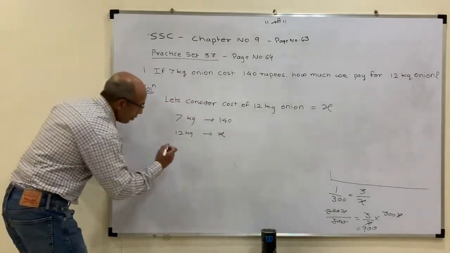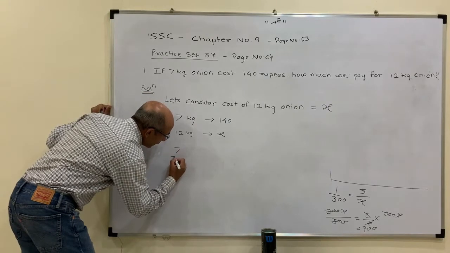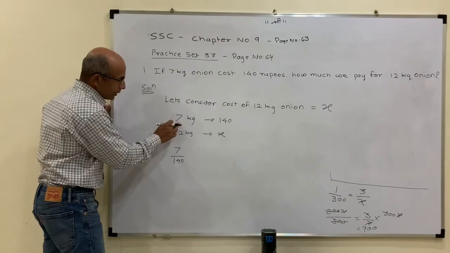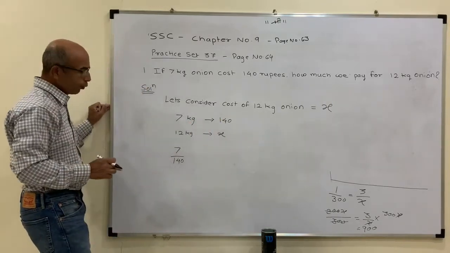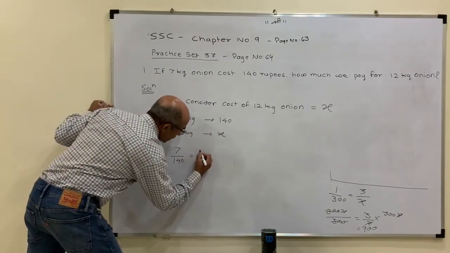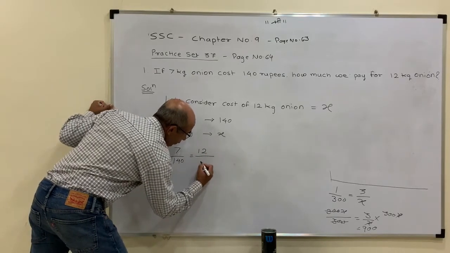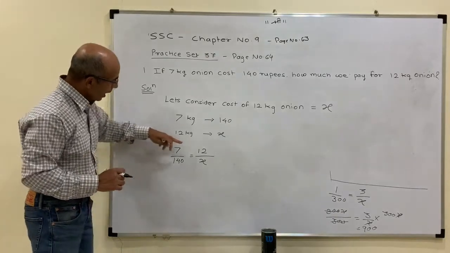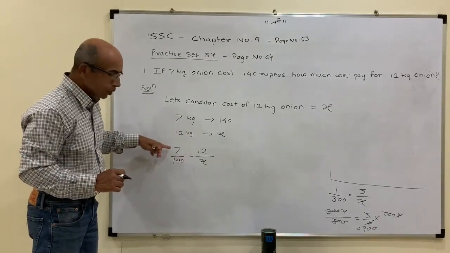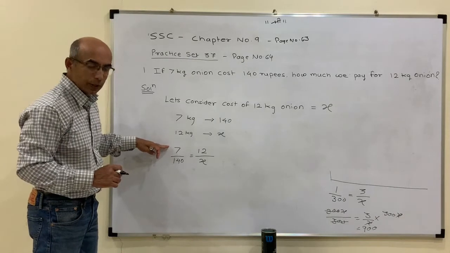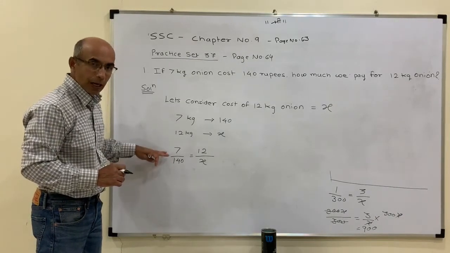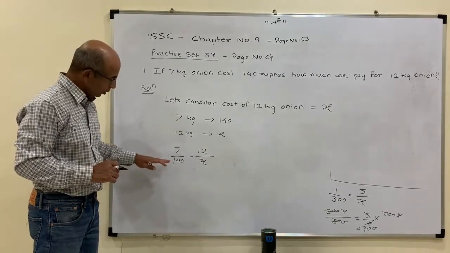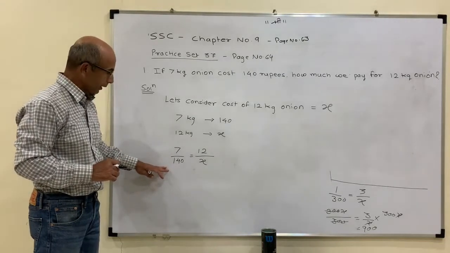So now 7 divided by 140. 7 kg will cost 140 rupees. Similarly, 12 kg will cost x. These two, the quantity of the onion and the cost of the onion, are directly proportional. So when quantity increases, the total amount to be paid will increase.